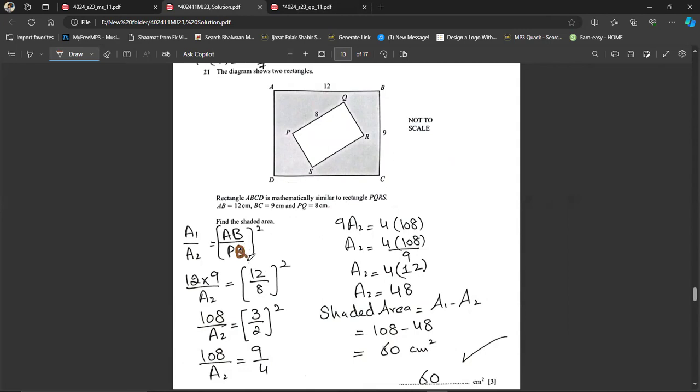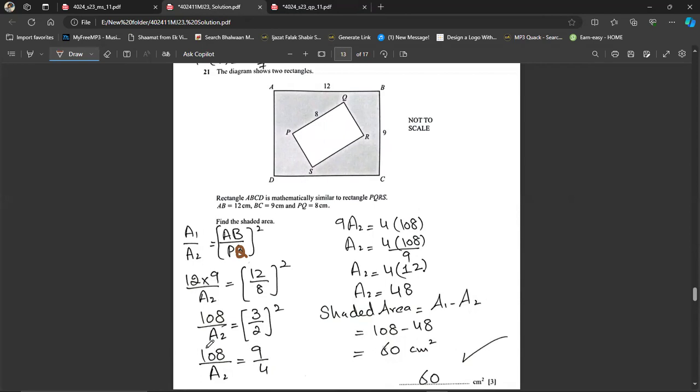Okay, PQ whole square, because they are similar. So the area ratio is equal to the square of the ratio of the sides. Okay, so corresponding sides. The area 1 is 12 into 9, and its side AB is 12. The area 2, the area of PQR, I don't know. I want to find out that, and its side is 8. Okay, so the ratio is 8 by 12, that is 2 by 3, squared, 4 by 9.